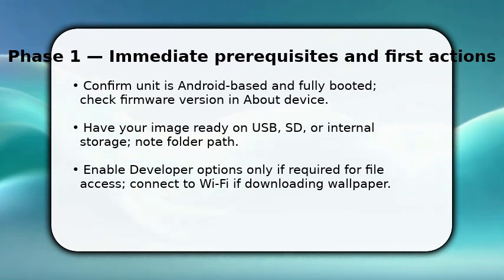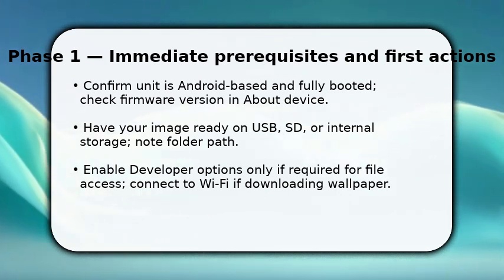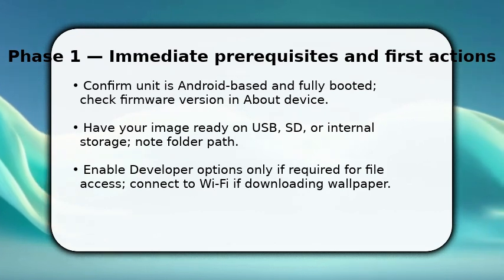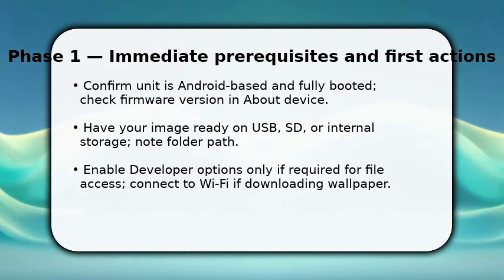Once done, open Settings and go to Display or Wallpaper. Different launchers put it elsewhere, so check Home Settings too. If you need files from the web, make sure Wi-Fi is on. If the device blocks storage, enable Developer Options temporarily to grant file access.